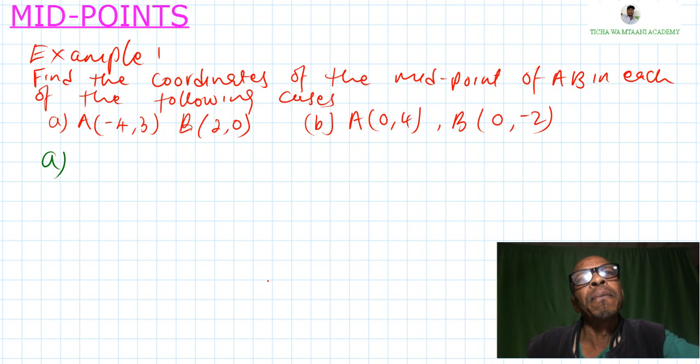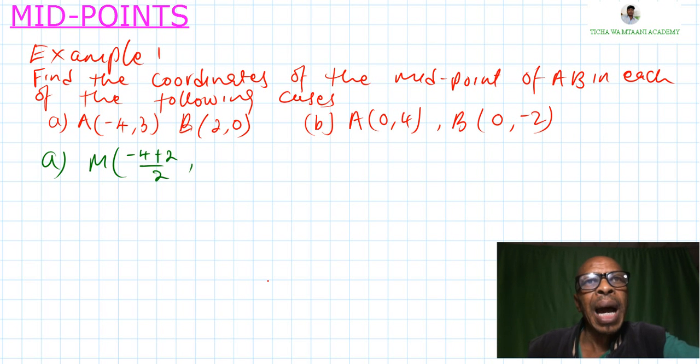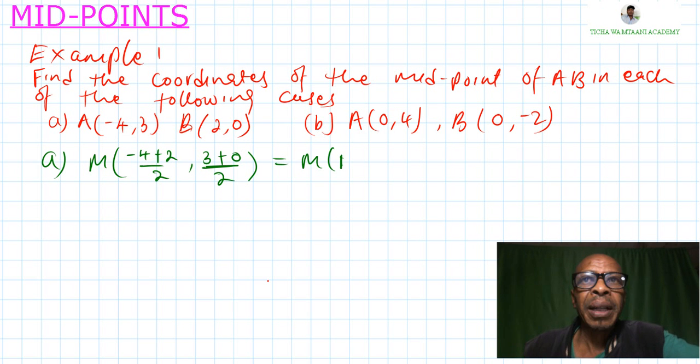We have said that the midpoint M is minus 4 plus 2 divided by 2, and 3 plus 0 divided by 2, and that will give you what? Minus 4 plus 2 is minus 2, divided by 2 is minus 1. Then 3 plus 0 is 3, divided by 2, you get 1.5. So that is the midpoint of part A.